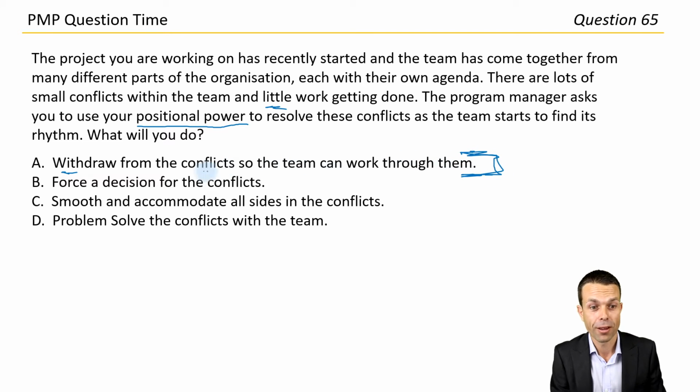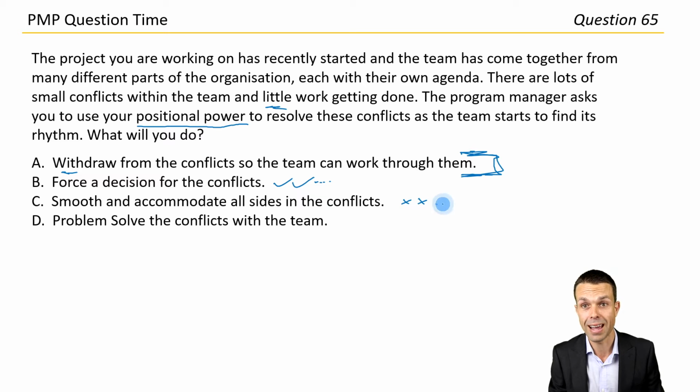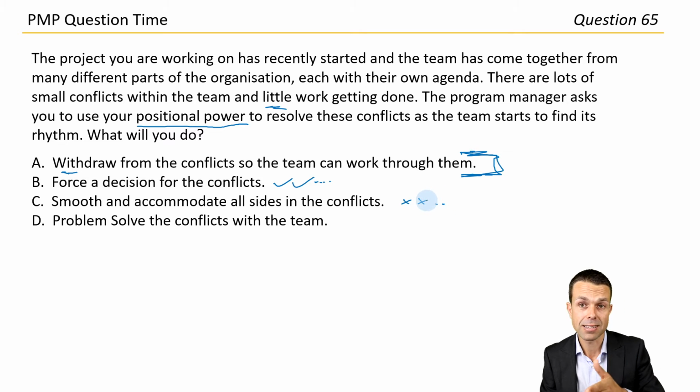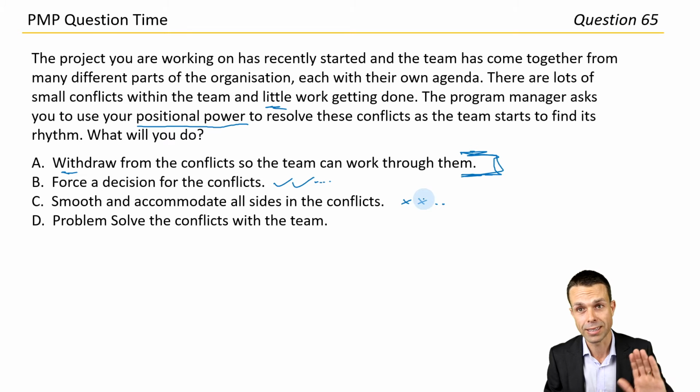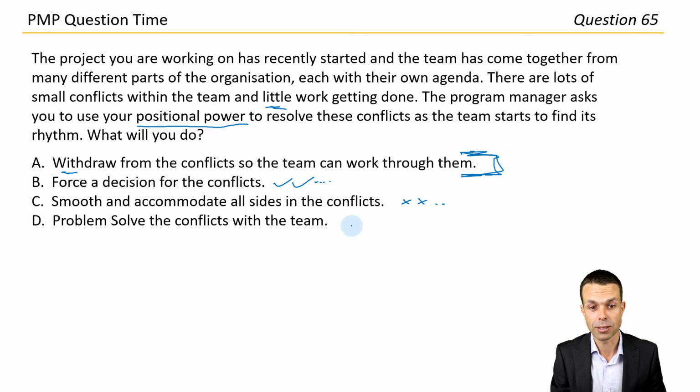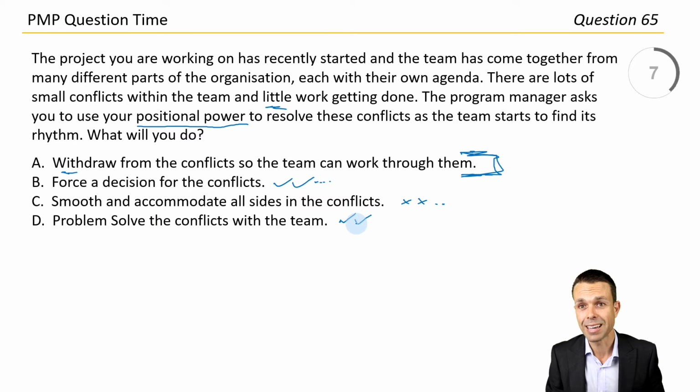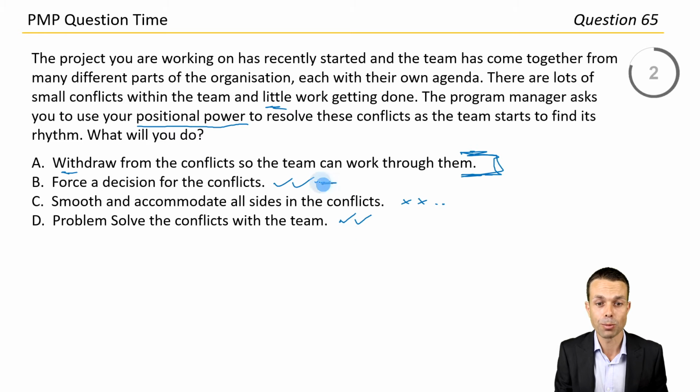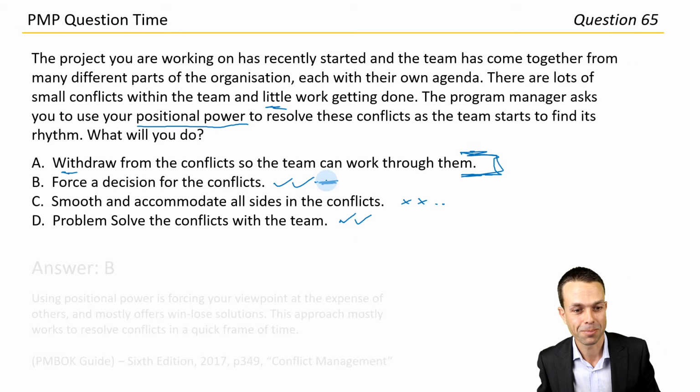And that's the reason when you would use that type of power as well. It's good to know. Force a decision for the conflicts, potentially that one, pretty good. Smooth and accommodate all sides in the conflicts, probably not for us at this point. And again, as the team matures, maybe we can do that. But at this point, we need to get things done quickly, need to force it. Problem solve conflicts with the team. That's the second best answer. Problem solving is really good. In this case, we may not have time to go through that. We just need a quick answer again. So for our purposes, let's go with answer B.